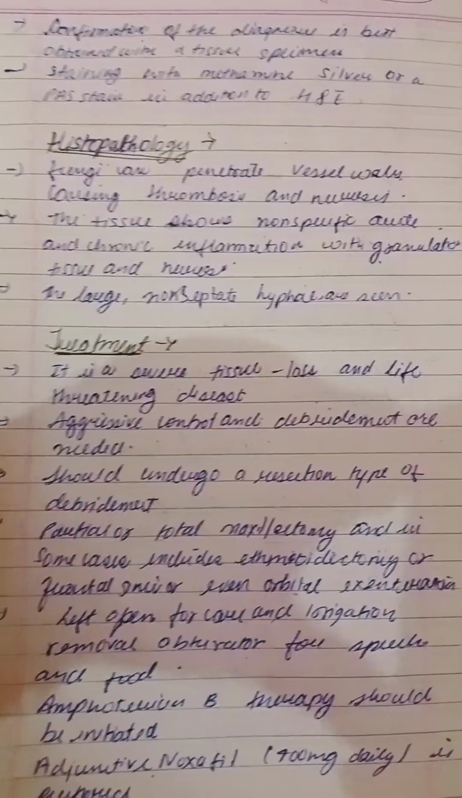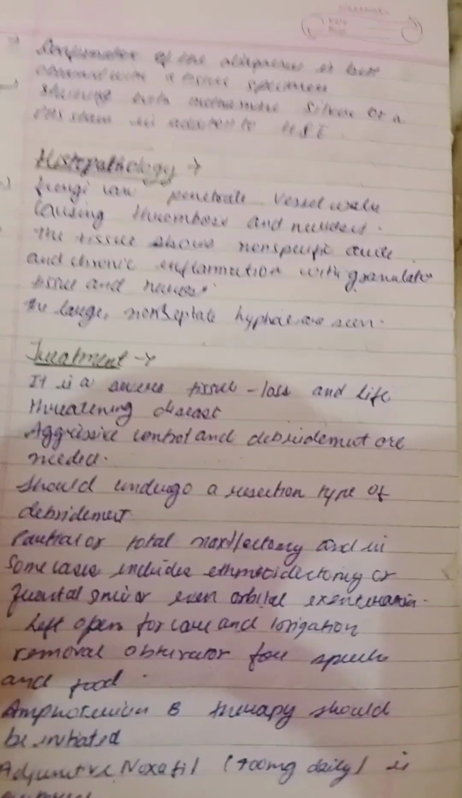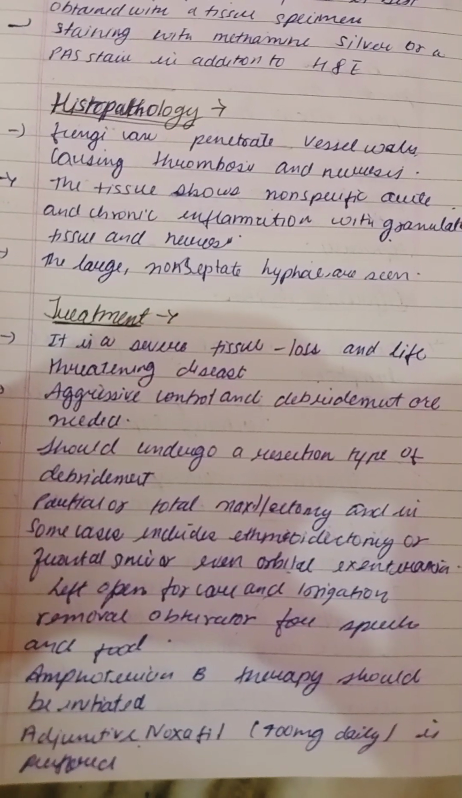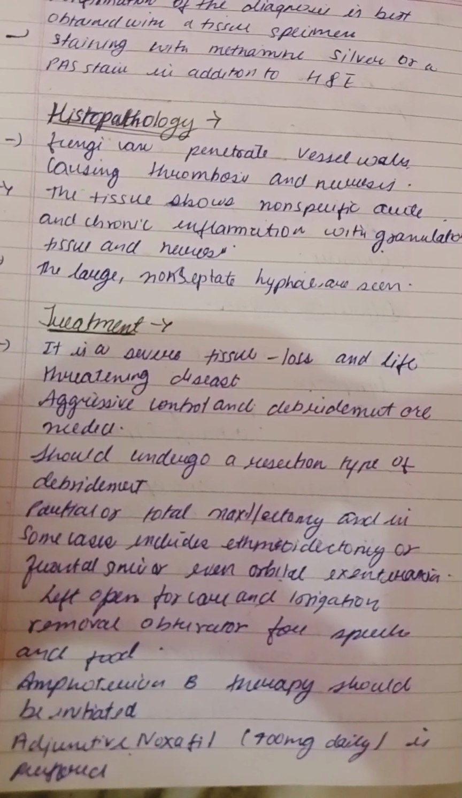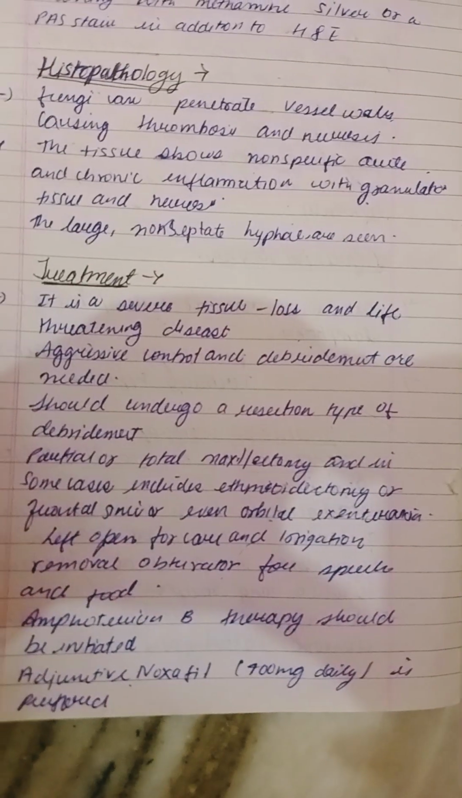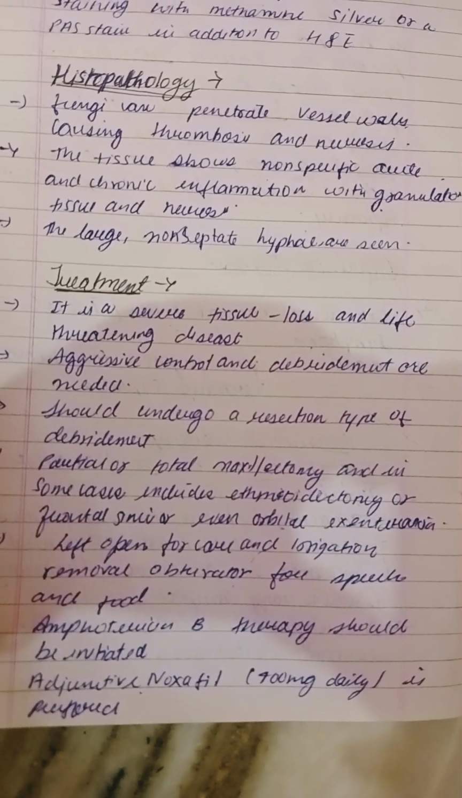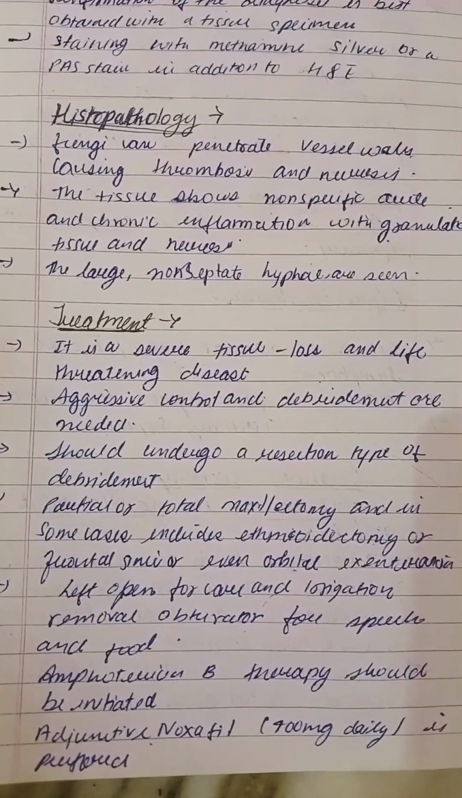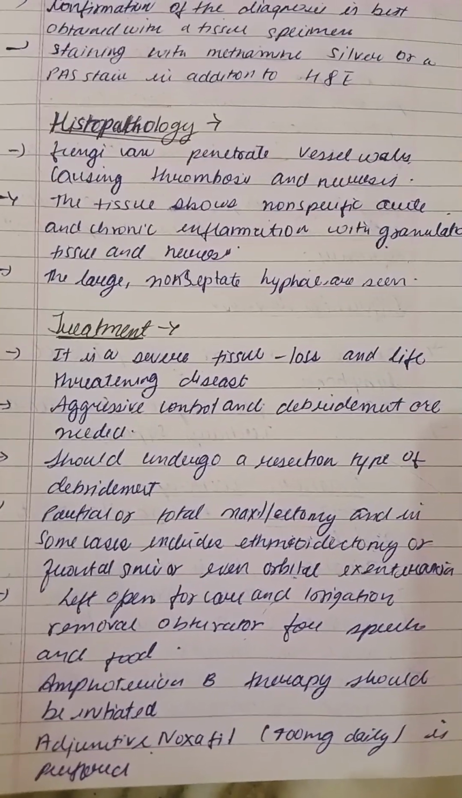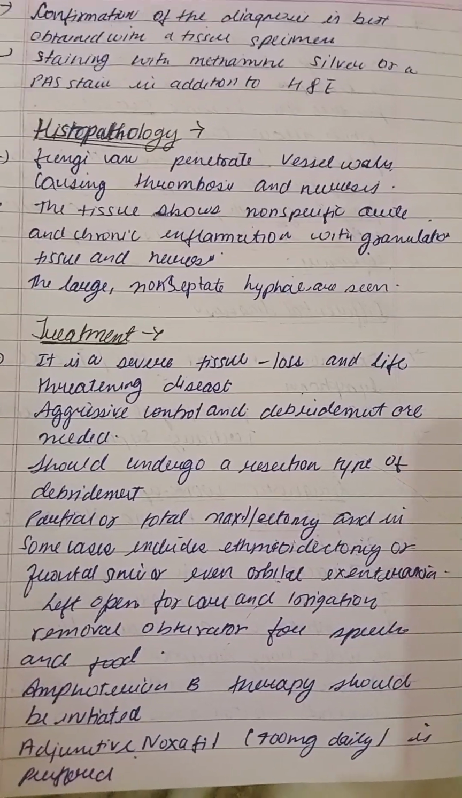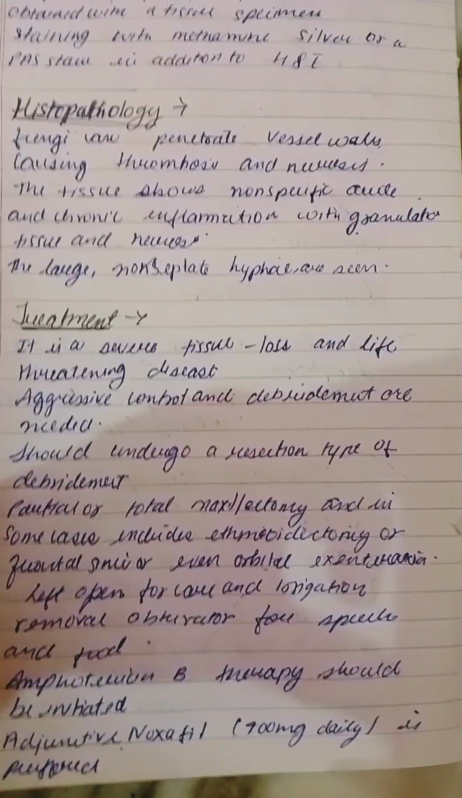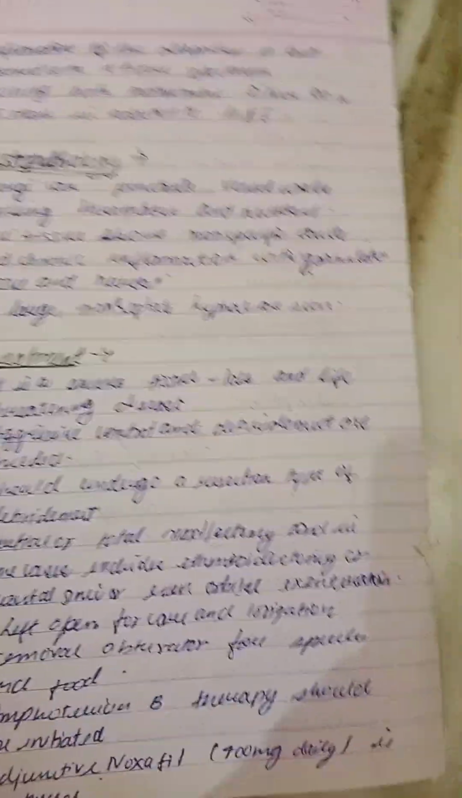Okay, now coming to the drug part, amphotericin B therapy should be initiated. Adjunctive posaconazole 400 mg daily is preferred. So amphotericin B is always given, and along with it, to reduce the dose of amphotericin, we give posaconazole, which is preferred. Okay.